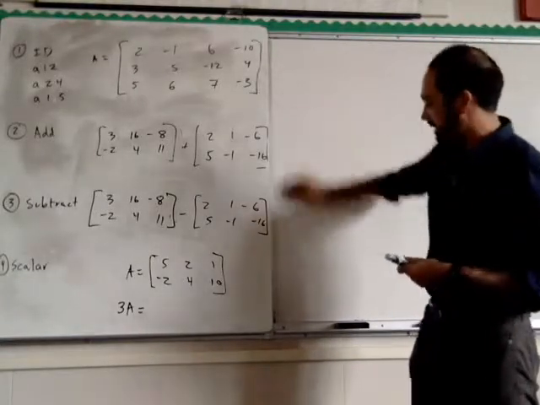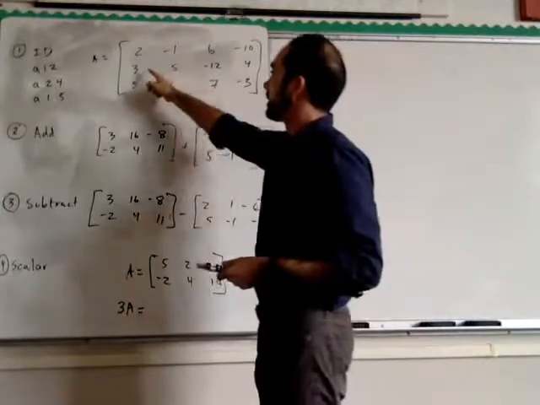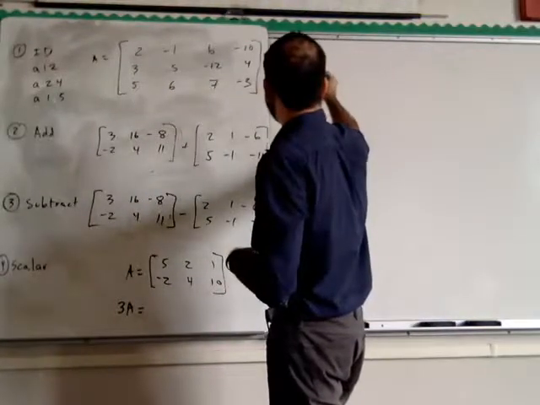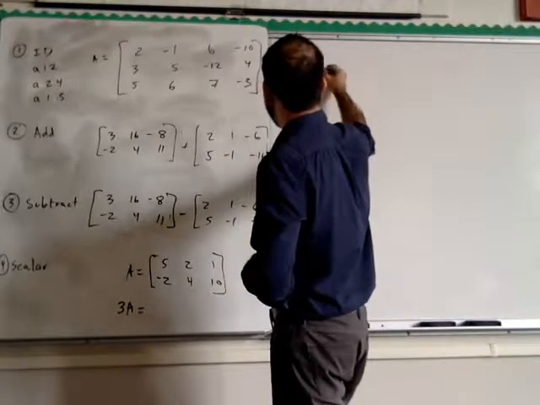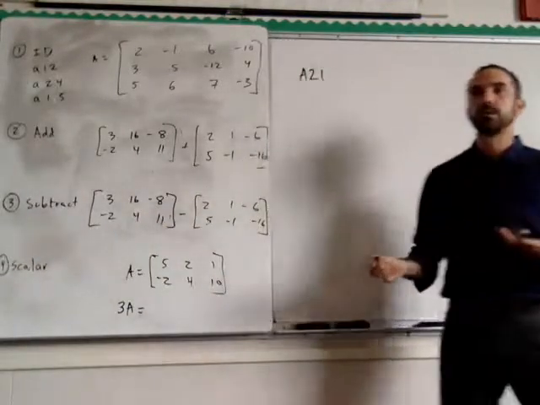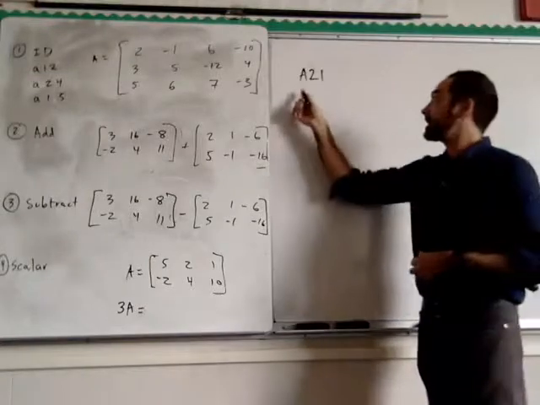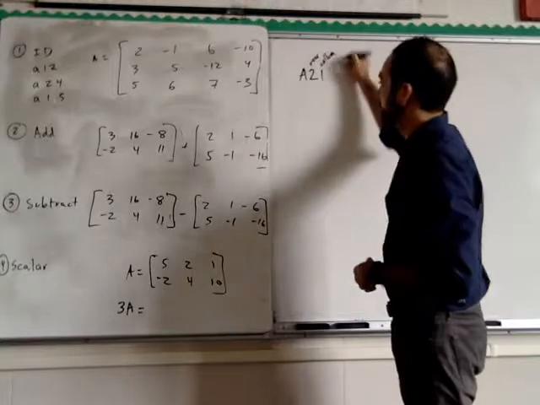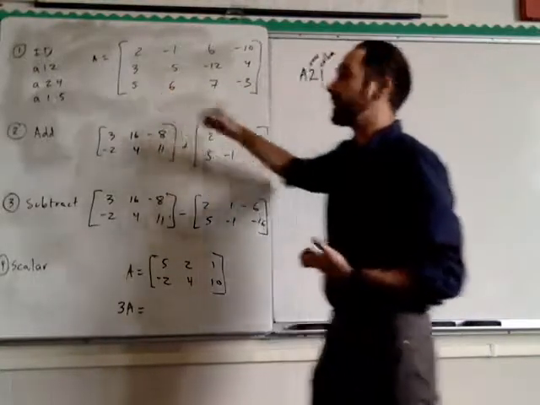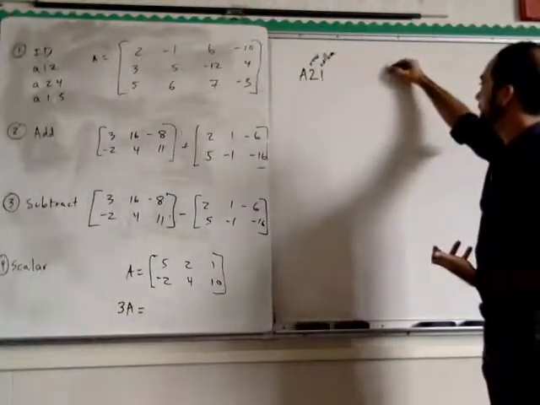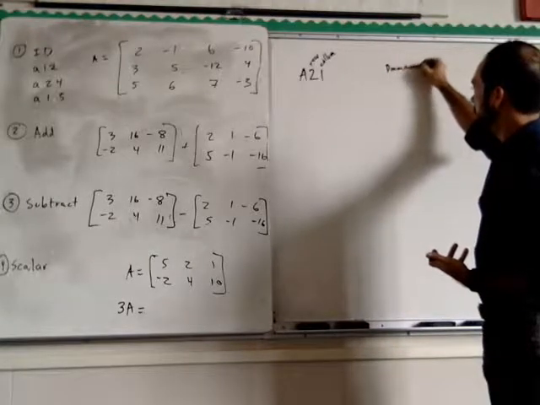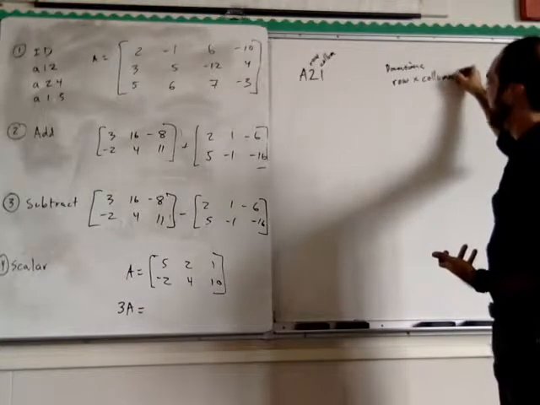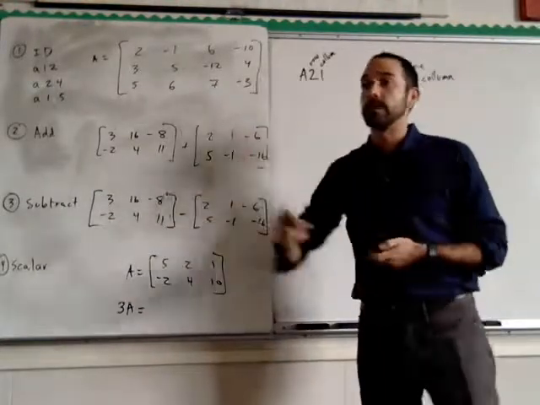And the same thing applies here. If I'm looking for this term right here, the 3, it's A, second row, first column, A21. It's not A21, it's A, then the row, then the column. Okay. Also, if I look at this matrix, it's always going to be the dimensions. The dimensions are row by column.